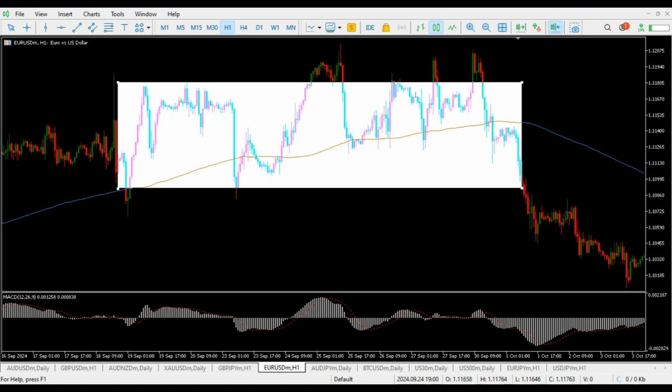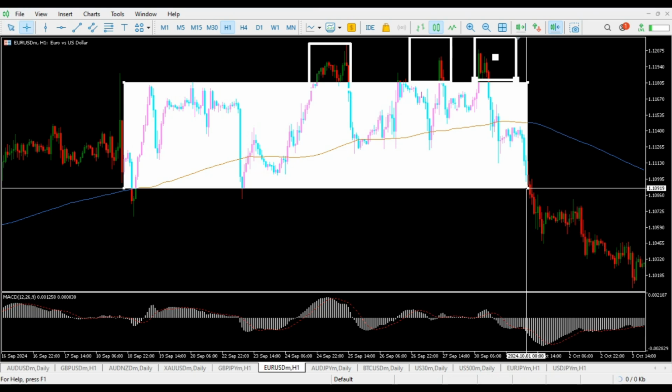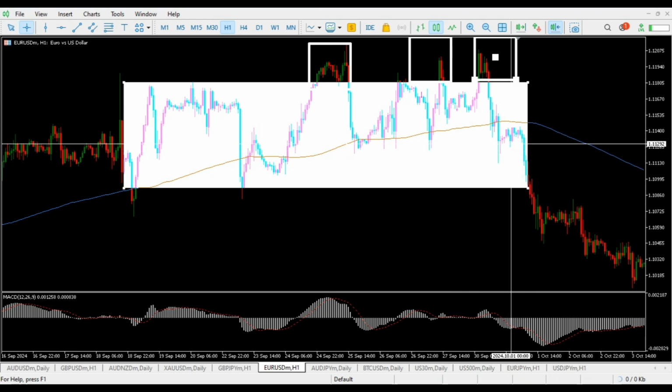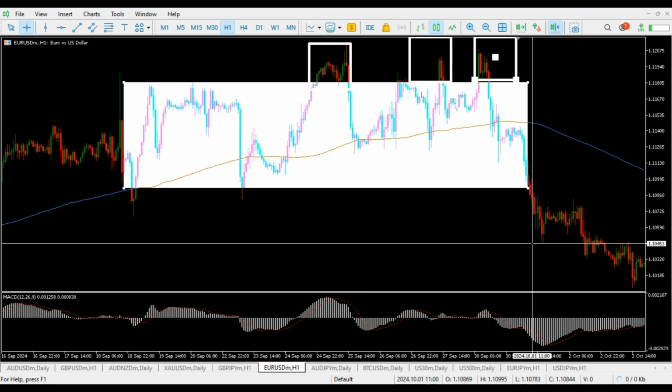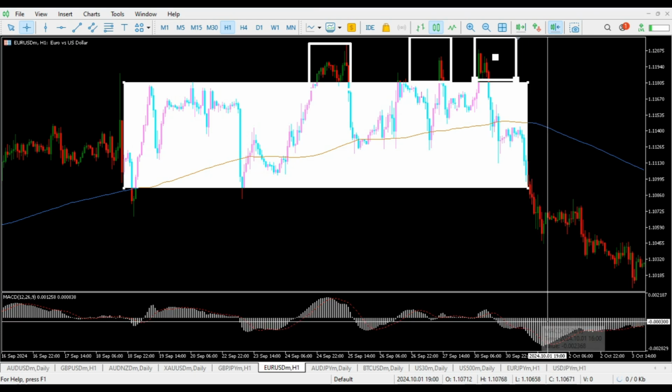As you can see here, this is a fake breakout, another fake breakout here, another fake breakout here, another fake breakout here. So as price trends out of the breakout area, you pay your attention close to the exponential moving average, and close to the MACD, the moving average convergence divergence indicator down below here.